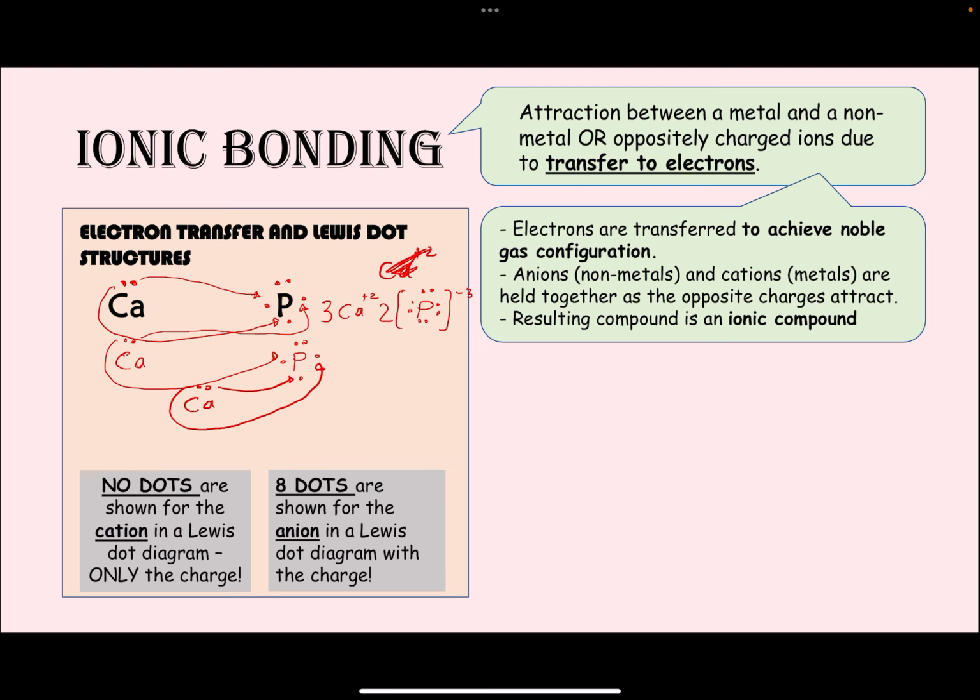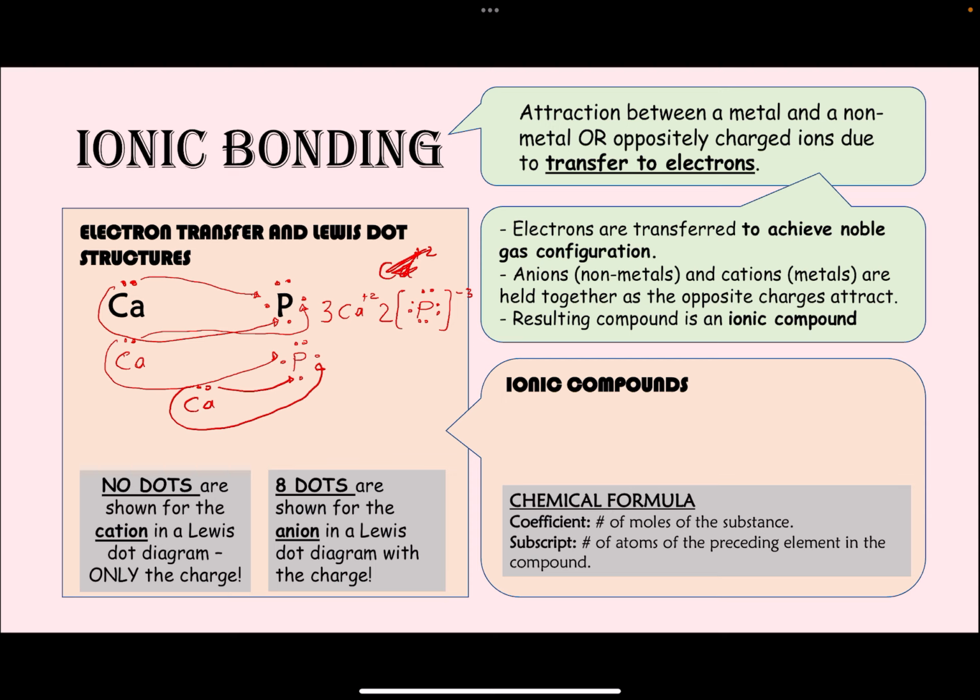So for your ionic compounds, the thing to remember is that when we are writing their chemical formula, we have a coefficient that represents the number of moles of each substance, and we also have the subscript that represents the number of moles of the preceding element. So they have to be electrically neutral. Here's what I mean by that.